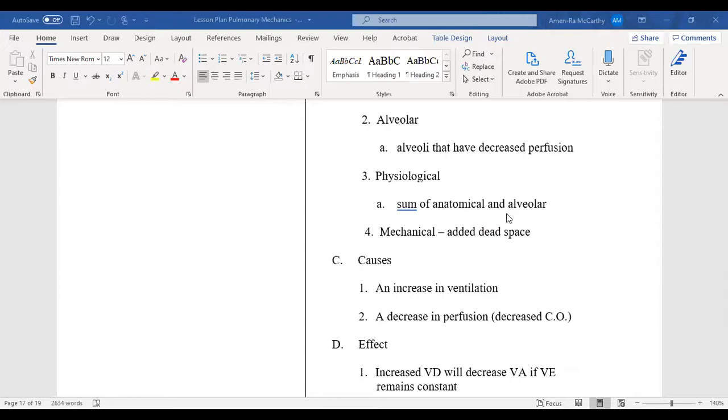So now whatever we add to her circuit, we just increased her mechanical dead space, okay? We just added more tubing to her circuit, which added more dead space. And I told you, every link of a circuit is 50 cc's of dead space, okay? Every link.